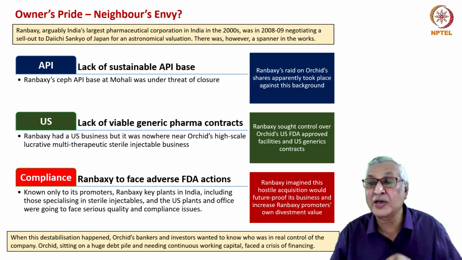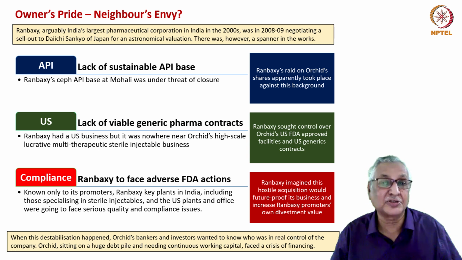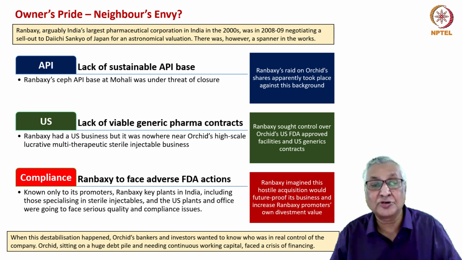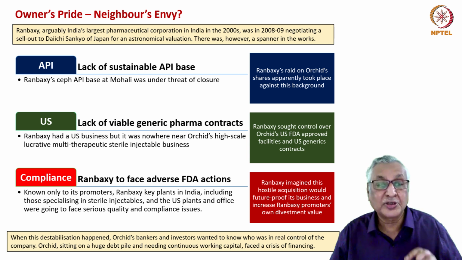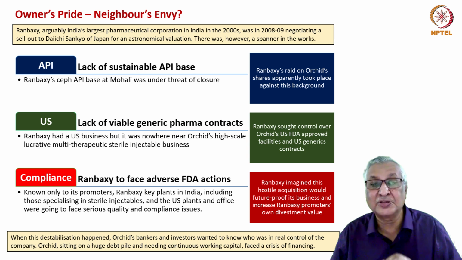There was, however, a spanner in the works in terms of three factors. API: lack of a sustainable API base. Ranbaxy's CEF API base at Mohali was under the threat of closure. The US market was characterized by a lack of viable generic pharma contracts. Ranbaxy had a US business, but it was nowhere near Orchid's high-scale, lucrative multi-therapeutic sterile injectable business.